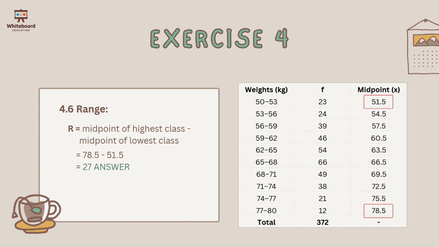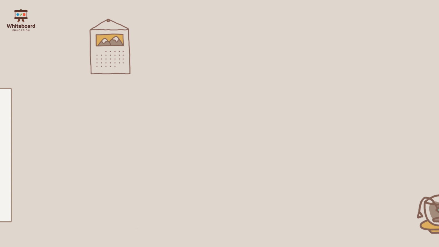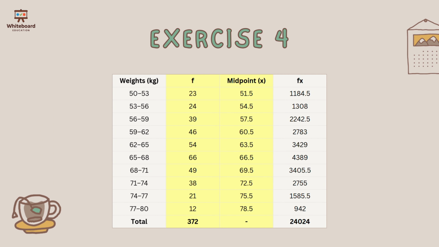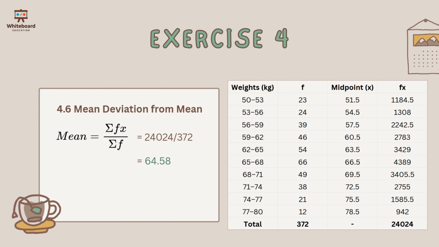Next we will find the mean deviation from mean. What is mean deviation, you ask? Watch lecture 4.1 to get a clear idea about it. Anyways, as we need to find the MD from mean, we'll first find the mean. For that we will multiply each frequency with its respective midpoint in the column fx, and so the summation fx is 24,024. Thus the mean is calculated as summation fx over summation f, which is equal to 64.58.